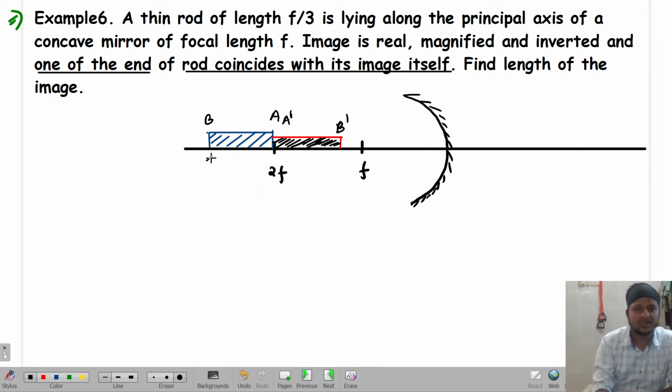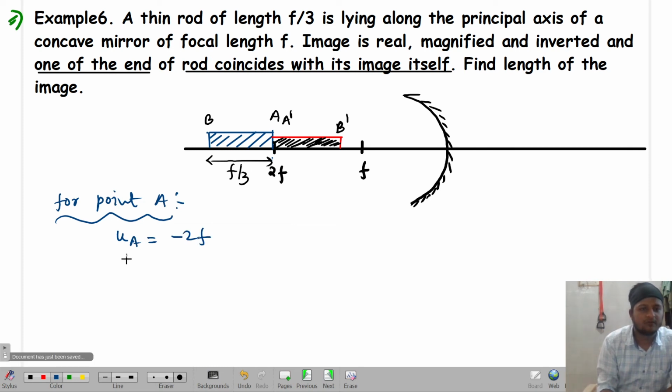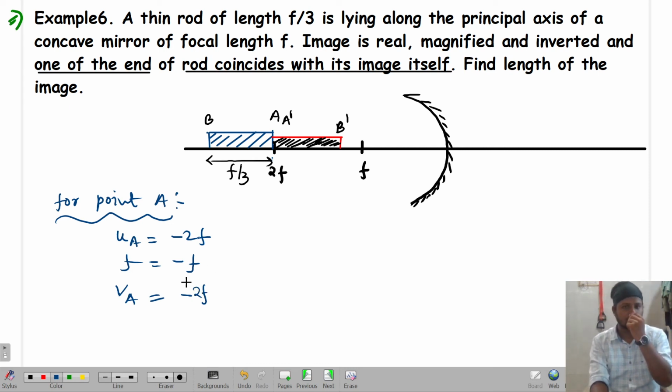How to calculate? This is my length f by 3. The focal length is f, so the center of curvature is at 2f. For point A, it is located at a distance 2f. So the object distance of A is minus 2f, and the focal length is minus f. You get the image distance v for point A, and if you solve this, you get minus 2f only.